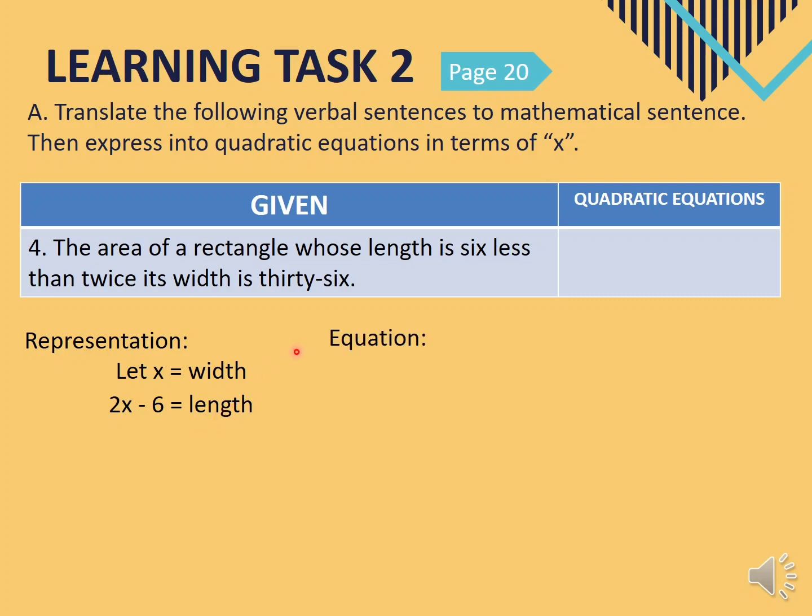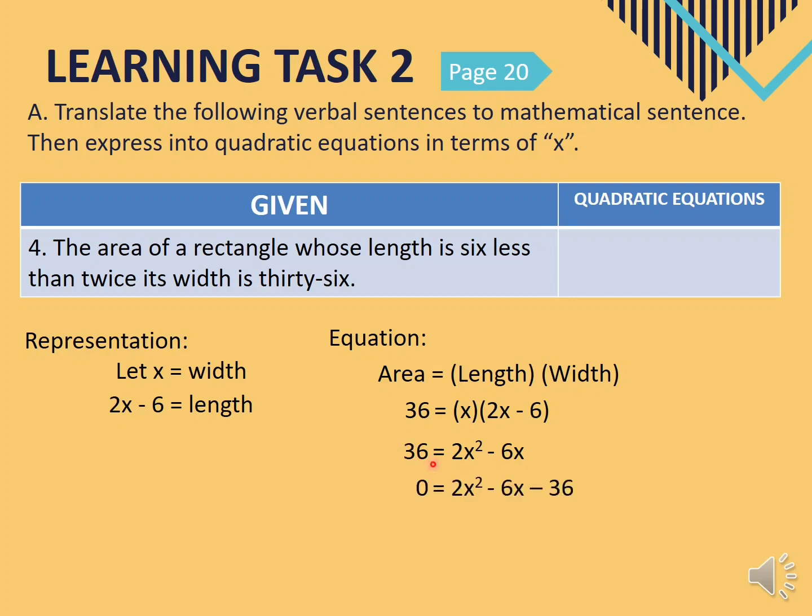Now, let us form the equation. Area is equal to length times width. So, therefore, area is 36 and then length is 2x minus 6 and width is x. So, we have x times 2x, we have 2x squared. And x times negative 6, we have negative 6x. So, therefore, we have 2x squared minus 6x minus 36. That is our quadratic equation. Alright?